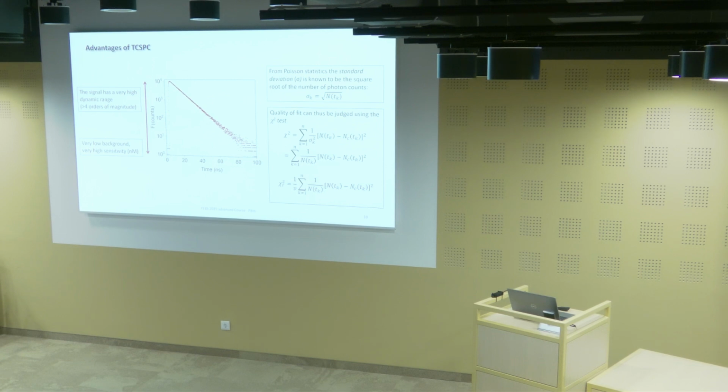Plus, there is a major advantage, which is the statistical meaning of the data we acquire. We know from Poisson statistics that the standard deviation is the square root of the number of photon counts. So you count photons, and you get for the same number also the sigma, not only the value of the signal. That's very important because that allows you to run a statistical test to judge the quality of fit. So you can use the chi-square directly.